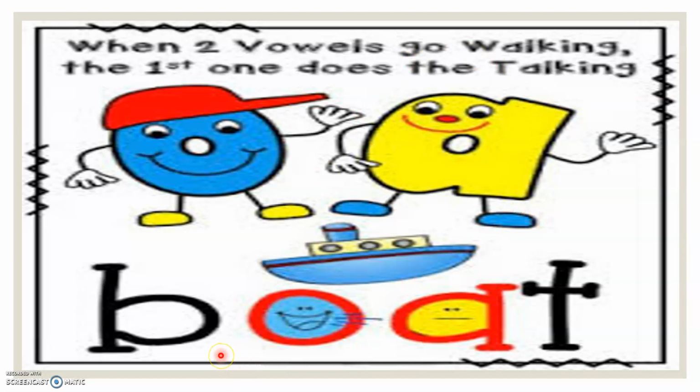So let's take a look at this word. The word is boat. How many vowels do we have in this word? We have two vowels. The first one is the O, and the second vowel is the A, right? The rule says when two vowels go walking, which means if we have two vowels after each other, the first one does the talking. Look at the vowel O.